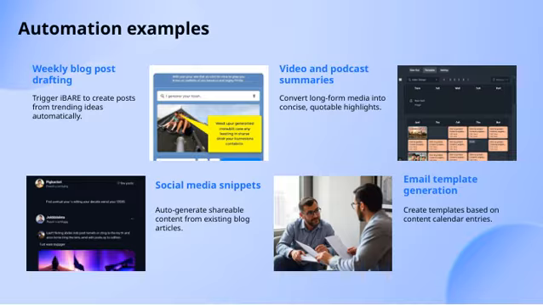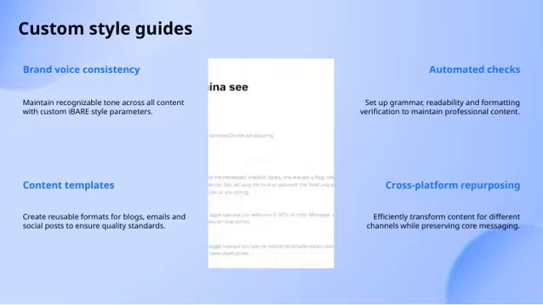Overall, these automation examples show how integrating intelligent tools can make your content creation faster, more consistent, and more aligned with your overall marketing strategy. Now, let's talk about custom style guides. These are essential for maintaining brand voice consistency across all our content. By setting up specific style parameters within IBARE, we ensure our tone stays recognizable and aligned with our brand identity, no matter who's creating the content.